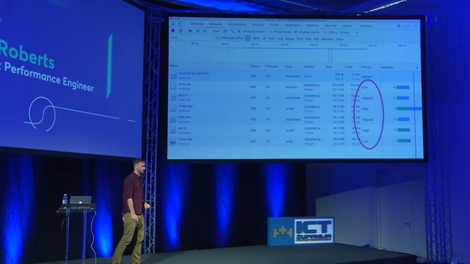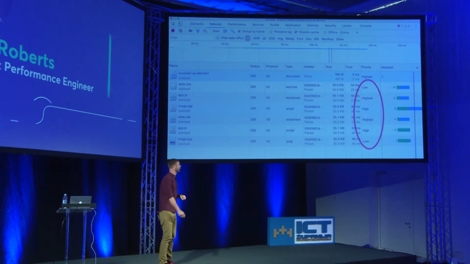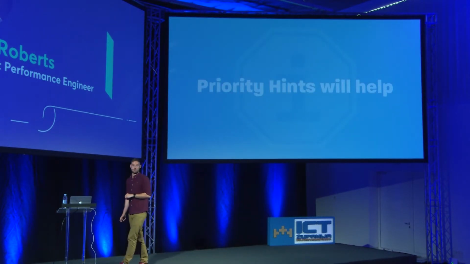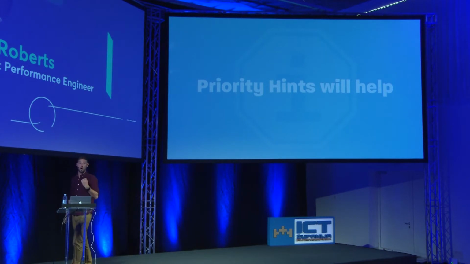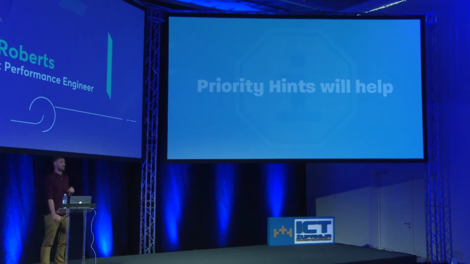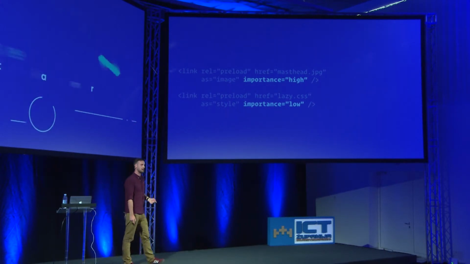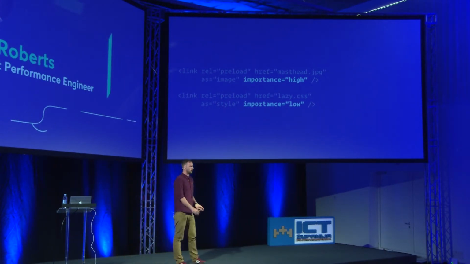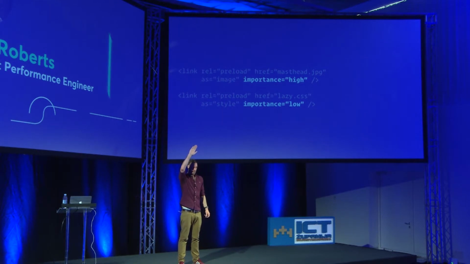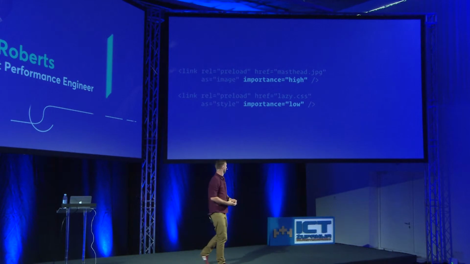However, what you can do, definitely take a picture of this slide. There's a new specification that's not live in any browser yet called priority hints. Priority hints will help us with this. So with a priority hint, we can do importance equals high, importance equals low. Who's heard of priority hints? Anyone seen this yet? Perfect, just me. Well, all of you now, right?